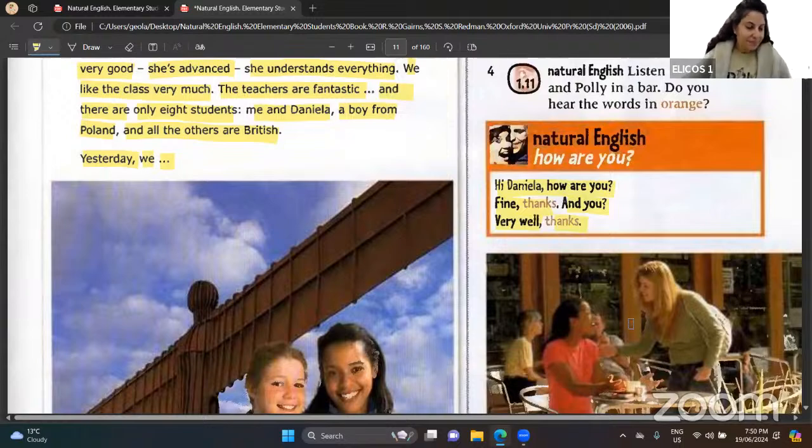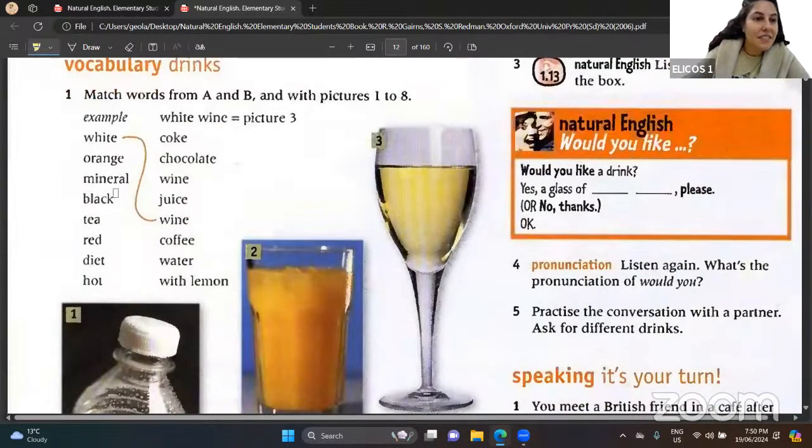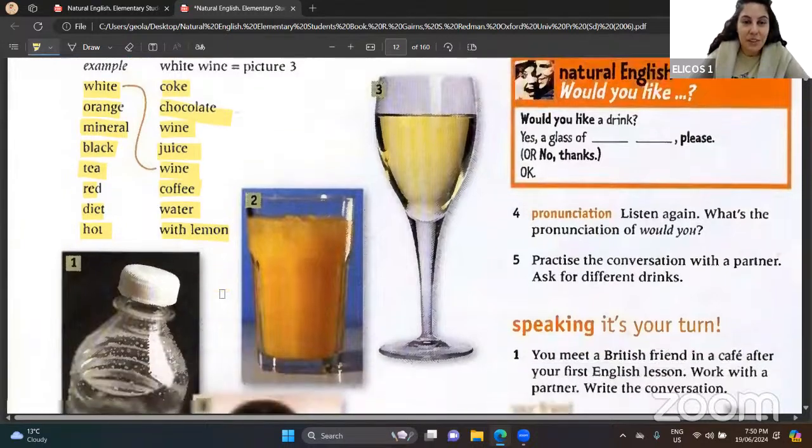Okay, so page 12, vocabulary for drinks. Let's have a look at some vocabulary for drinks. So we have white wine, orange juice, mineral water, black coffee, tea with lemon, red wine, diet Coke, hot chocolate. Okay, so vocabulary with drinks.